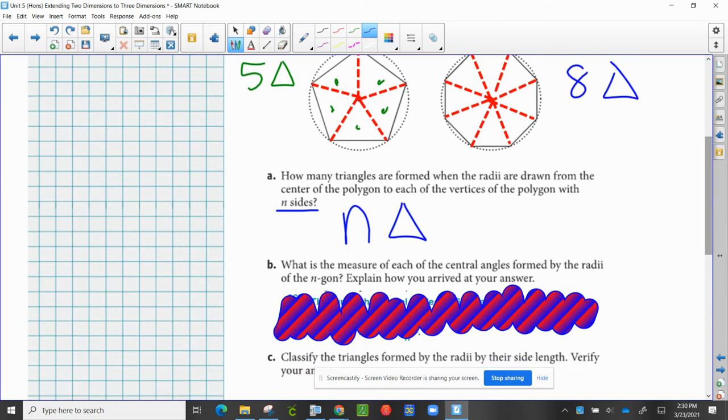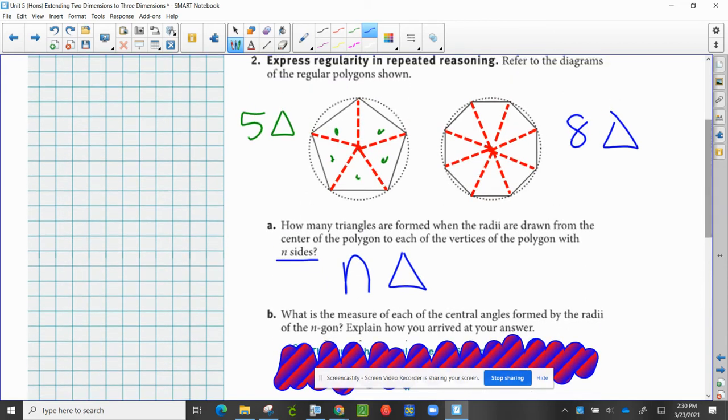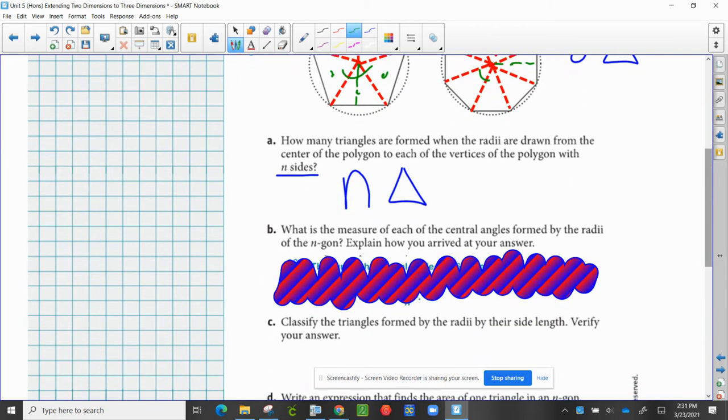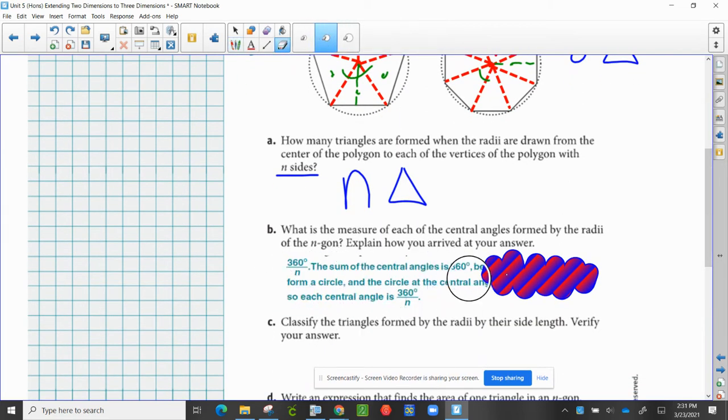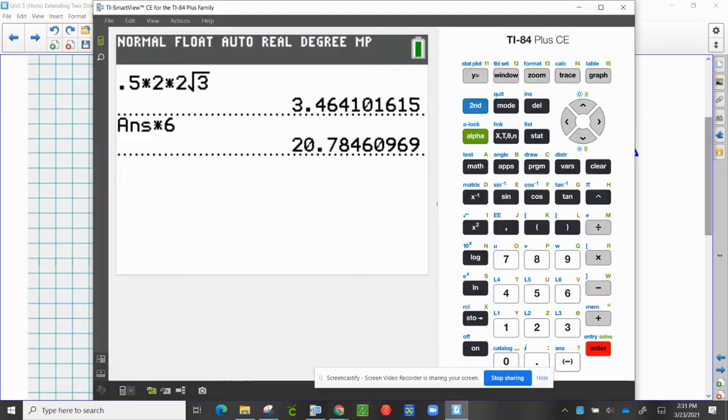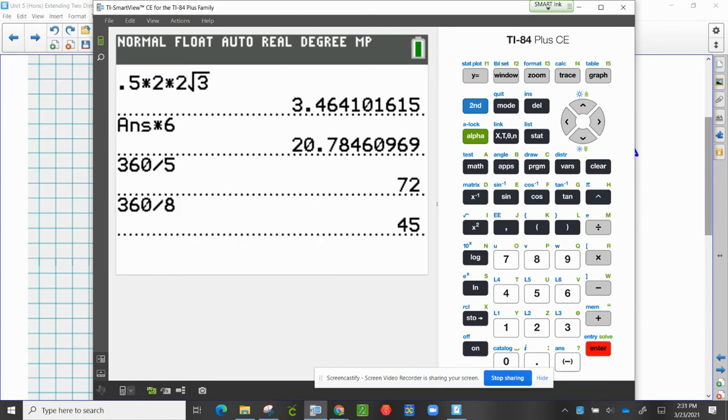Okay. Now, what's the measure of each central angle? That's going to be important because all of our central angles will kind of help guide on how you can figure out the apothem in each regular polygon or the height of each triangle. Okay. So really what you just have to do is take 360 and divide it by how many sides you have. So in this regular pentagon, for example, 360 divided by 5, each central angle is 72. In our octagon, 360 divided by 8 sides, each central angle would be 45. Okay.